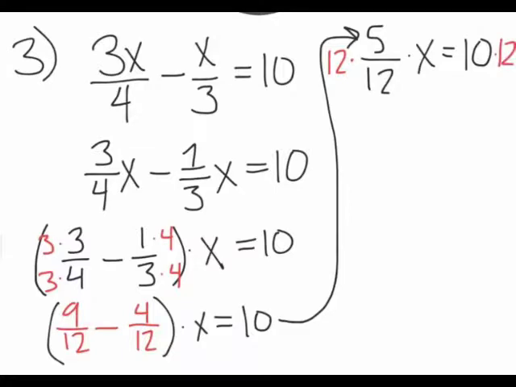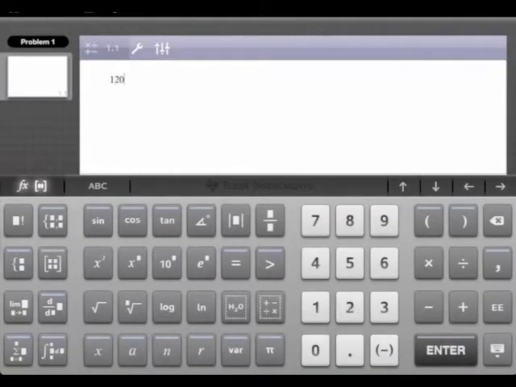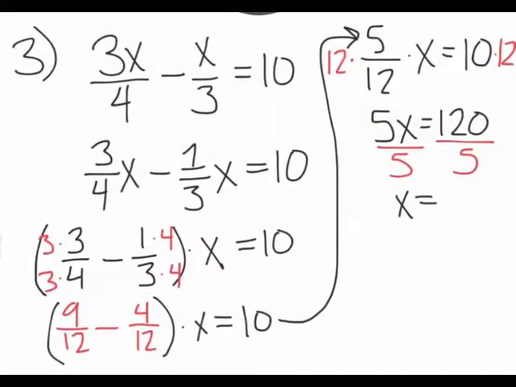This cancels out. Multiply by 12, divide by 12. So we're left with 5 times x equals 120. Finally, we can divide both sides by 5 so that we find that x equals 24. And that's it. We have found our solution.